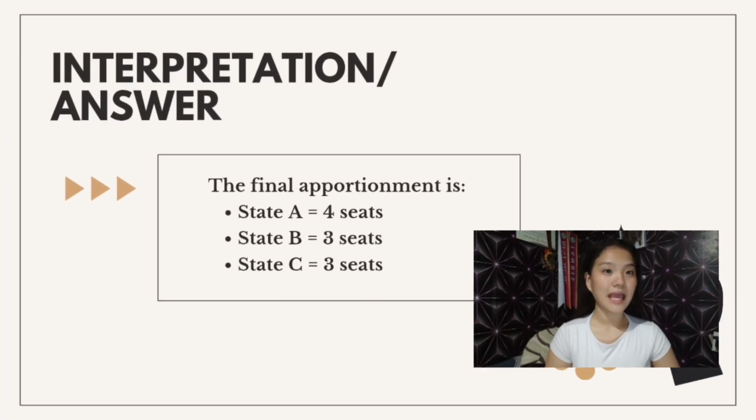So to conclude the answer or the interpretation, the final apportionment is: State A, we have 4 seats, State B, we have 3 seats, and State C, we have 3 seats. You might wonder why it became 3 seats from 2.7. So 2.7, we round it off, that's why it became 3 seats.